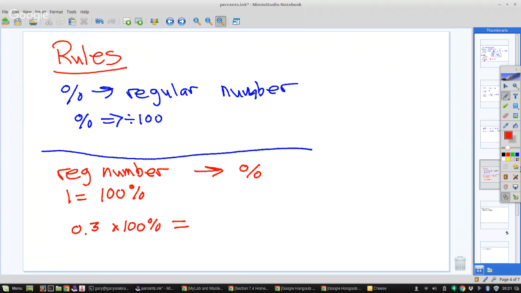Now, if I then clean this up a little bit by leaving the percent symbol alone and saying, well, what is 100 times 3/10? I would find that that would be 30, and the percent symbol just hangs out, 30%. So again, percent to a regular number, divide by 100. Regular number to a percent, multiply by 100%.